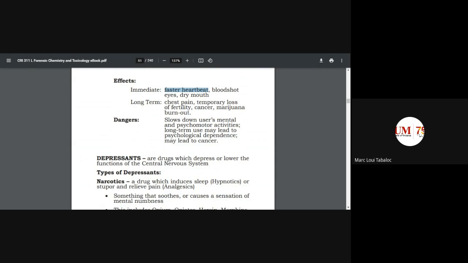Of course, bloodshot eyes. It would really increase awakeness. Na, kung experience na talaga, veteran na talaga, of course, chest pain would start to be very painful, of course. Temporary loss of fertility, of course. Mababao, especially male users of this. Soon after, it would cause cancer. Depende kung asan talaga tinitira within the body. And of course, burnout.